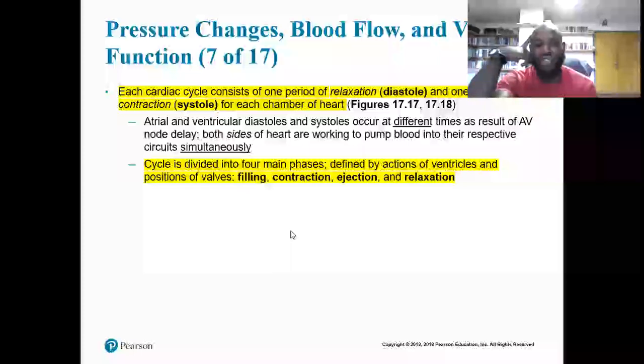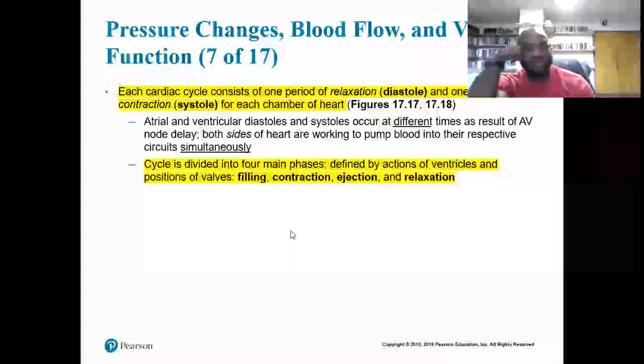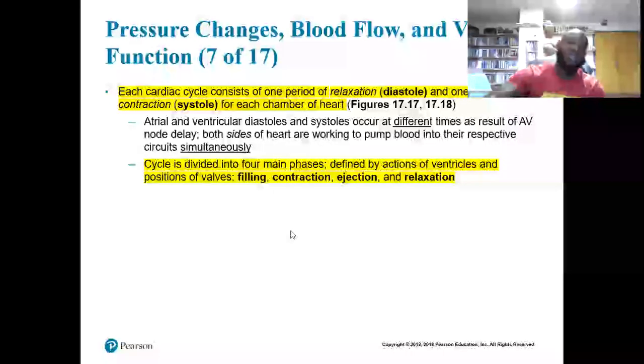So the atrial and ventricular diastoles and systoles occur at different times as a result of the AV node delay. Both sides of the heart are working to pump blood. But remember, while each part contracts, each part also has to have a period of relaxation, to fill with blood. Right? So the cycle is divided into four main phases, defined by actions of ventricles and positions of valves.